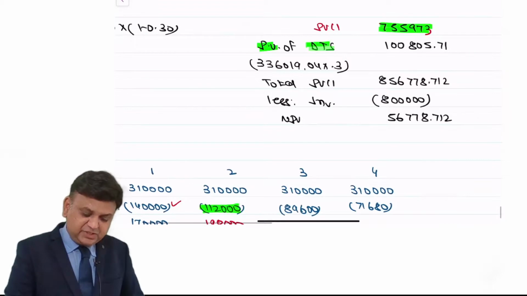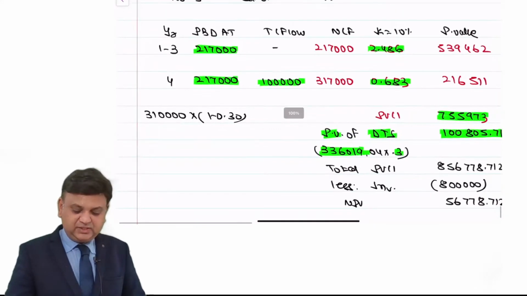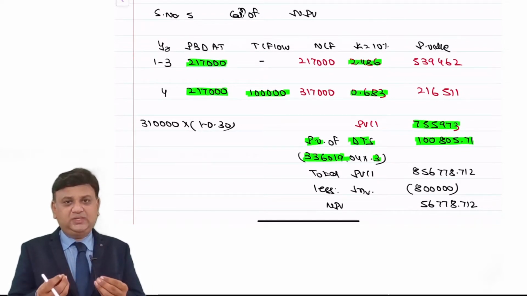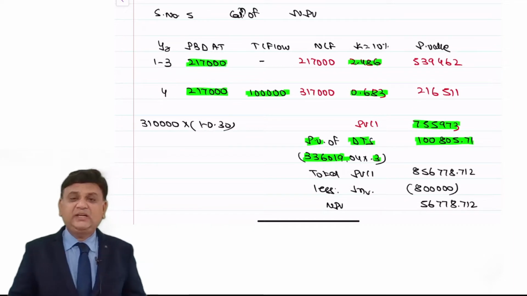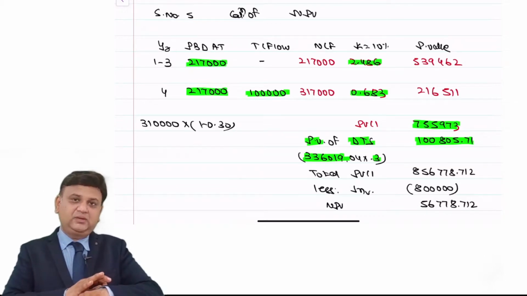Present value of depreciation tax saving. It is depreciation in present value terms into tax rate. That is the way we compute the answer. See, why do I recommend this method, dear students? I am recommending this method because this is a 10 marks question in examination. Doing it with a longer method will be time consuming.